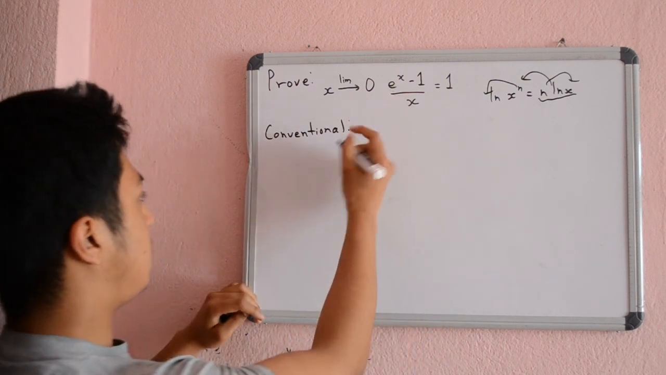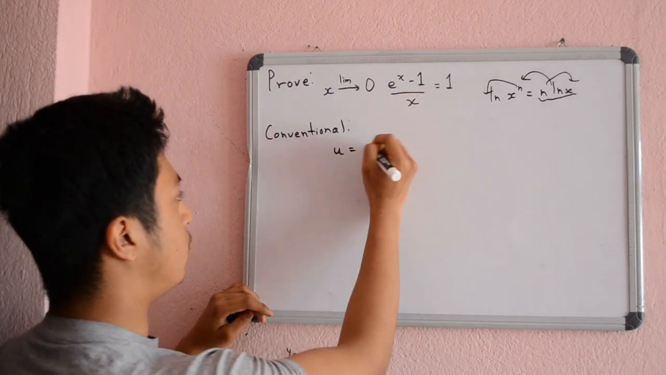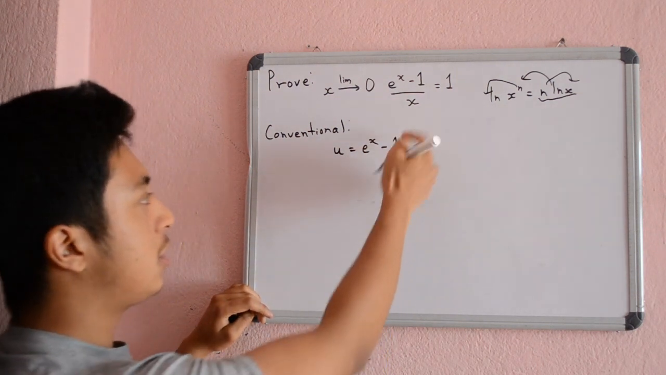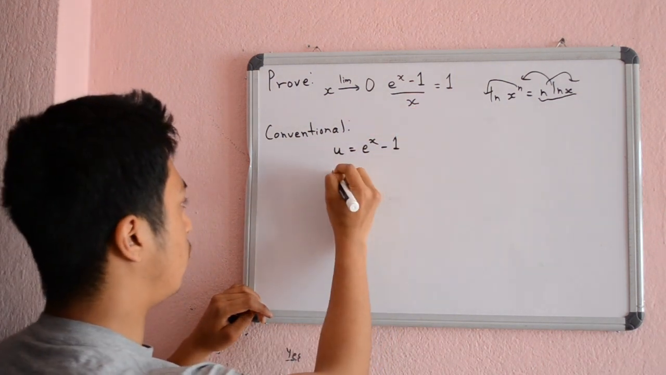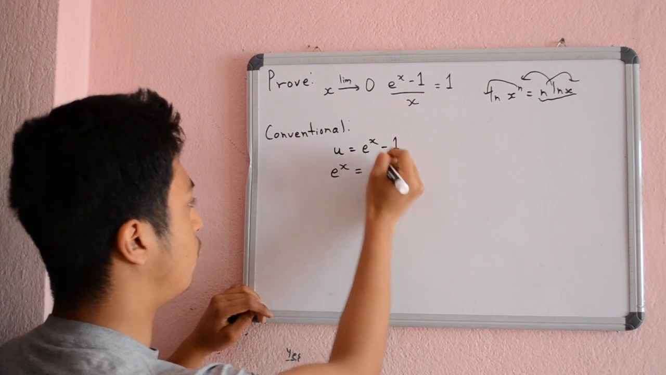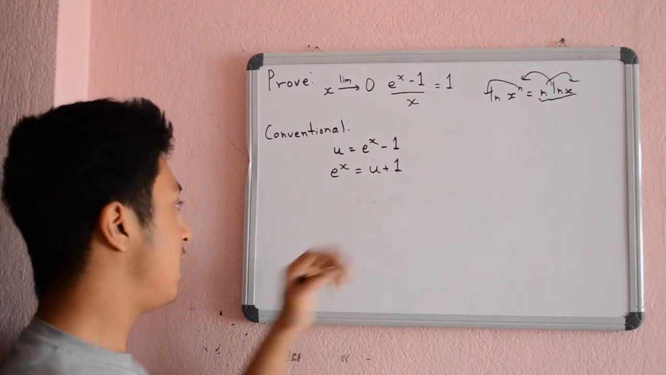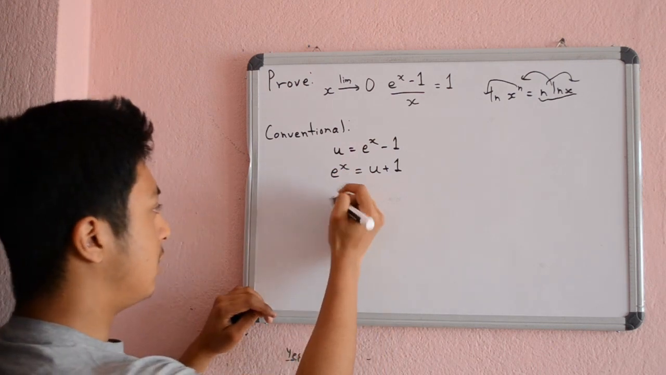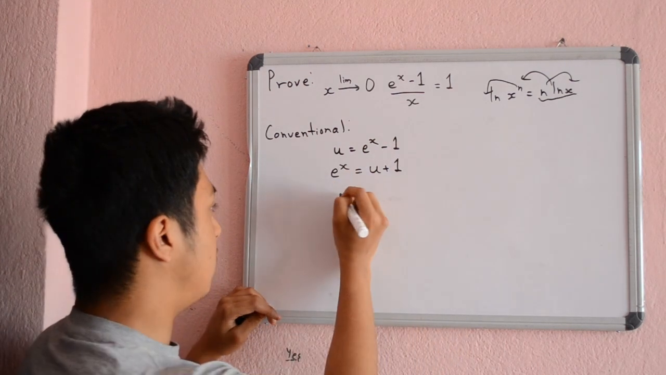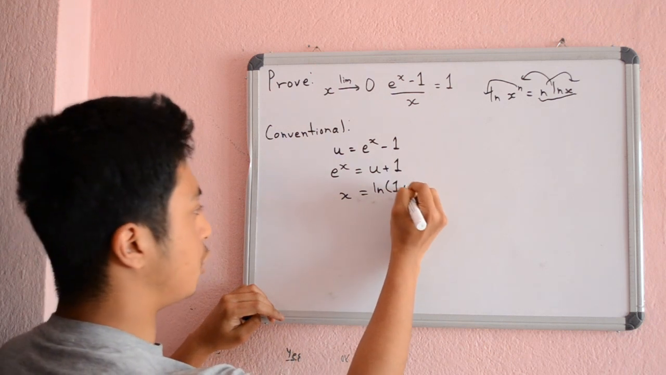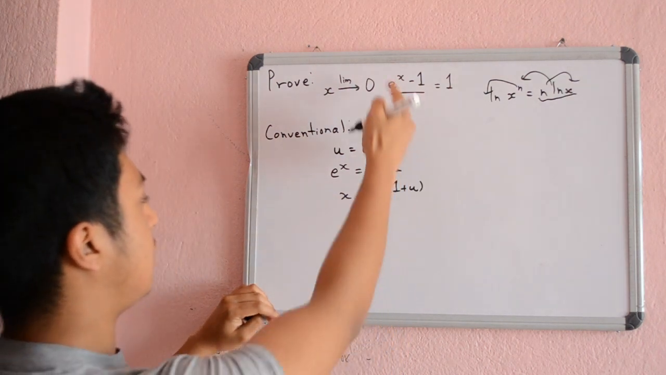First, let u equal e to the power x minus 1, and here we need to find x. So we have e to the power x equals u plus 1, and simply take the log natural of both sides. When you do that, the ln and e will cancel and the power will come down. So x is ln of 1 plus u, and put that in there.